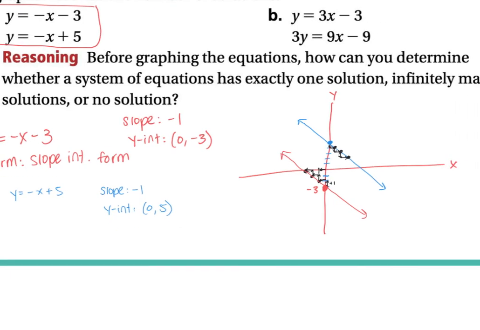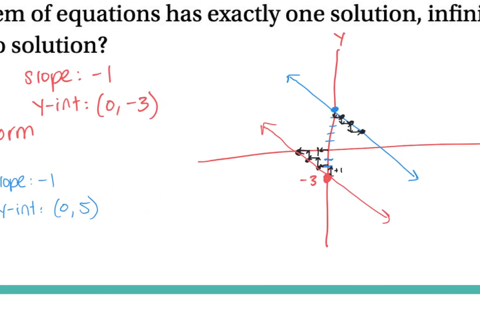How many solutions does this problem have? 0, no solutions, okay? No solution. Why is there no solution? Yeah, they never intersect. Why do they never intersect? Because they're parallel. How do we know that they're parallel? They have the same slope, but not the same y-intercept.